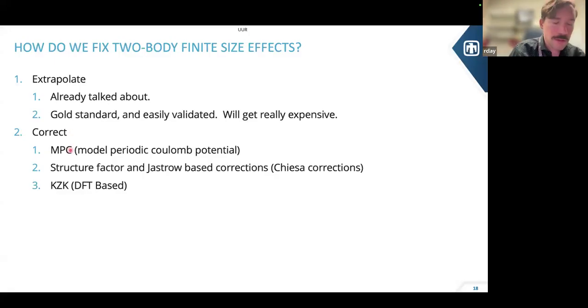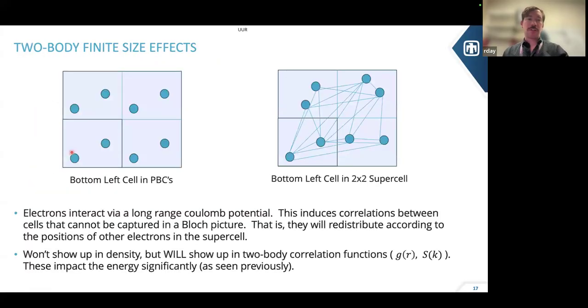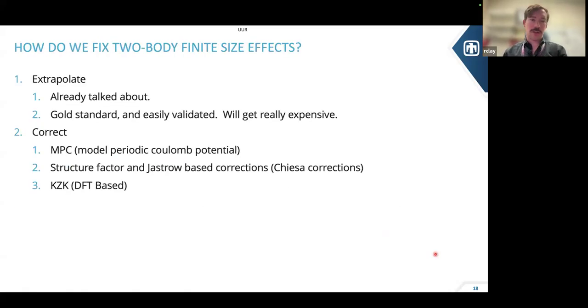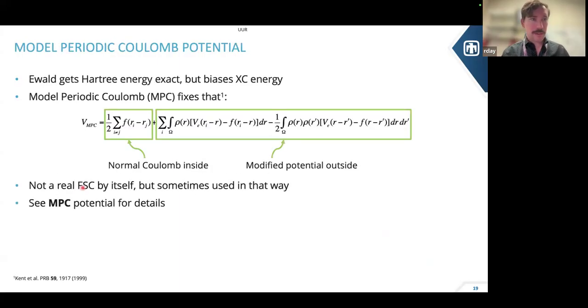In fact, I believe that the lab runs with the model periodic Coulomb potential turned on. But I mentioned that once things are large enough to be converged, you still have what's essentially an integration error coming from these. So there are finite size correction schemes for those. And then there's a DFT based one. It's not super great, but it's much better than nothing.